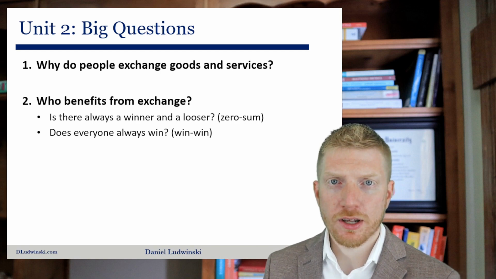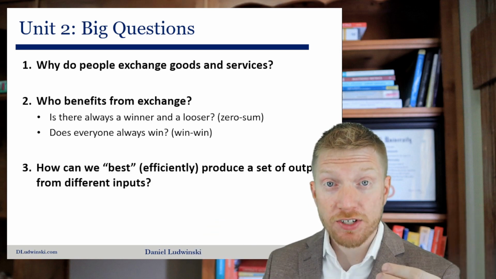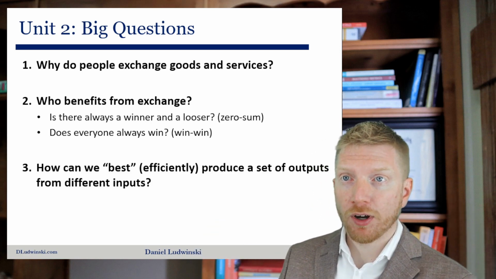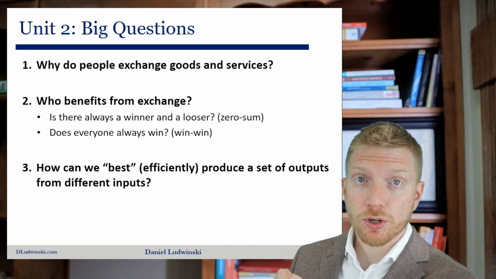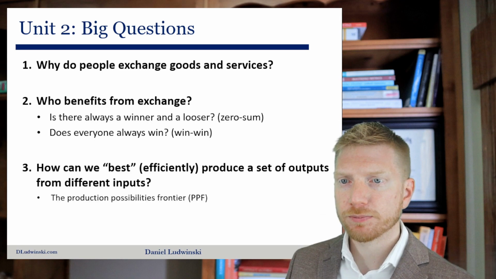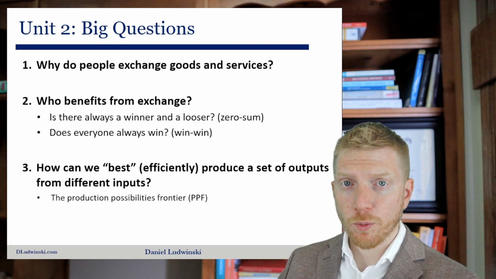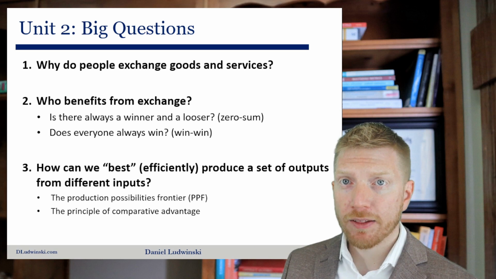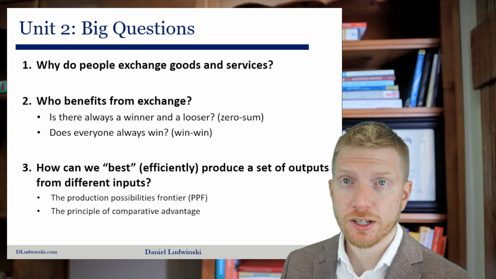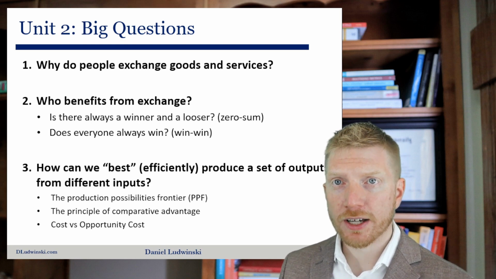The third big question that we'll be dealing with more directly is, how can we best or most efficiently produce a set of outputs from different inputs? And what we'll be thinking about in terms of best is making the most with the fewest amount of resources. We'll be introducing this idea of the production possibility frontier, or what are the set of things that could possibly be made. And a very key idea to this frontier and to efficient production is going to be the idea of comparative advantage, and we'll introduce this idea of opportunity cost.